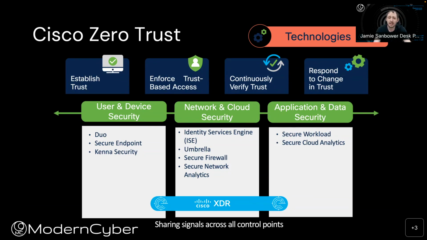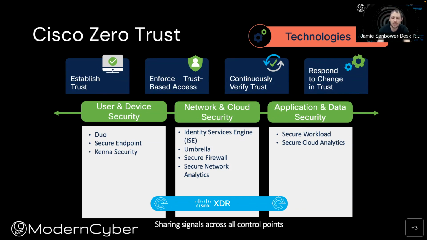On the network and cloud security side, we look at tools like Identity Services Engine, Umbrella, and Cisco Secure Access, Secure Firewall, and Secure Network Analytics, all to help provide that level of context and policy enforcement across that area. And finally, on the application and data security side, Secure Workload and Secure Cloud Analytics both provide very important information, both from a policy standpoint and a continuous monitoring standpoint, from a threat visibility standpoint.